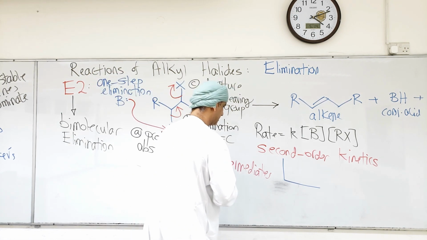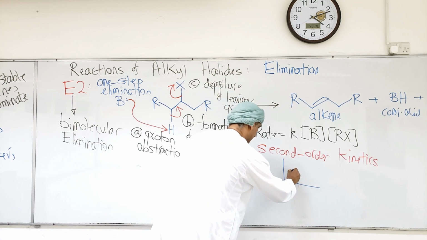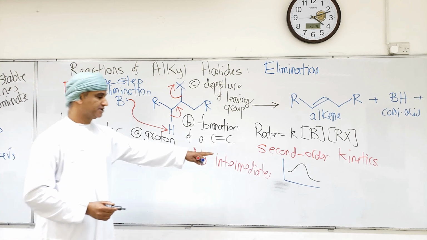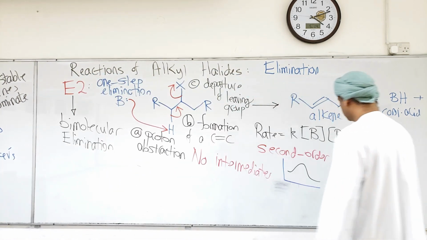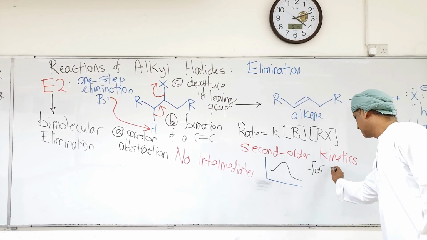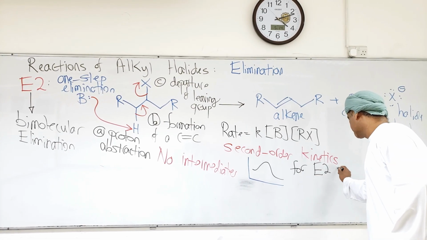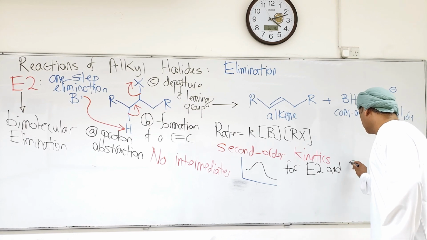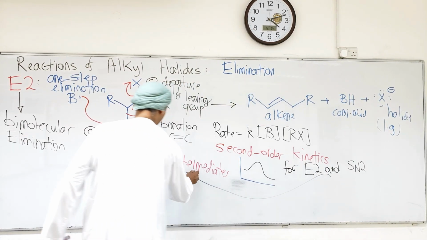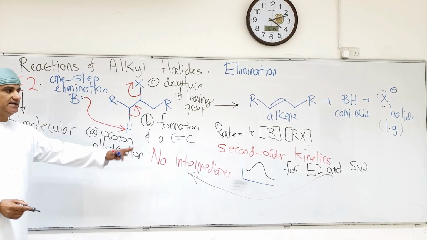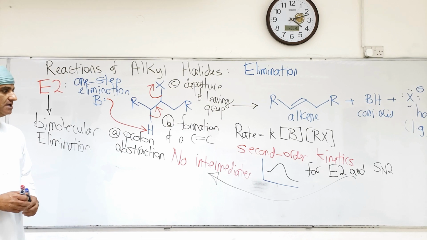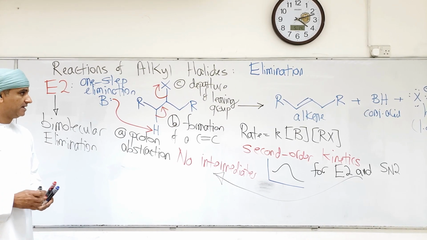So their energy diagrams should be something like this, okay? So no intermediates at all. This energy diagram is a representation for E2 and also SN2, because both of them have no intermediates, only transition states, so that energy diagram is suitable to represent them.